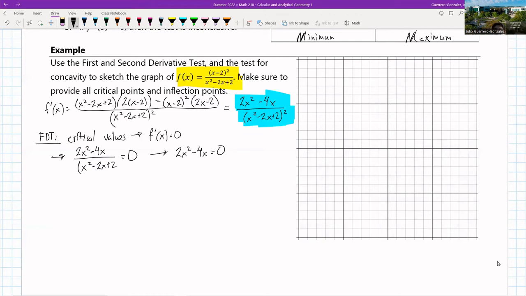Thankfully this factors. It's 2x times (x minus 2). So this tells us that either x is equal to 0, or x is equal to positive 2. We have our two critical values. Now I'm going to scroll down a little bit.